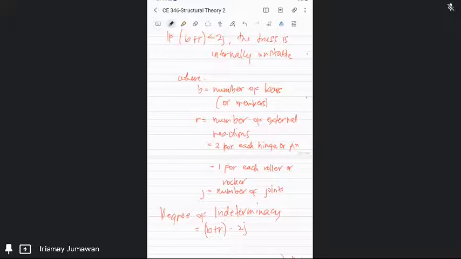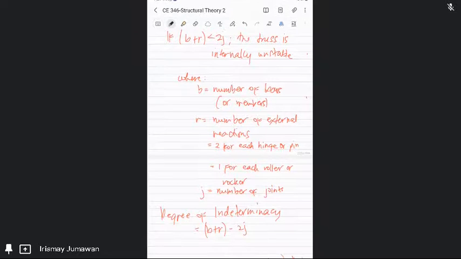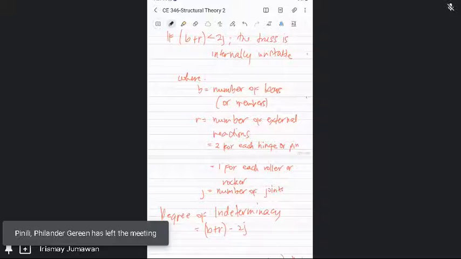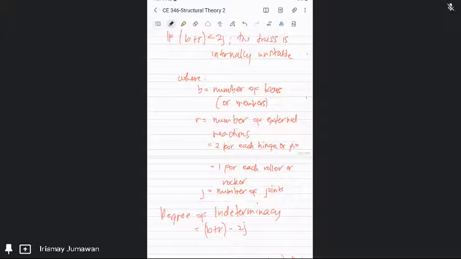So you have to choose, if it is indeterminate to the first degree, na kay usa nga excess. So maybe you can choose either a support or a member to remove to make the truss a determinate truss. Kung na kay duwa ka degree of indeterminacy, so maybe usa ka member ang imuhang kwaon, the other one usa ka support, to make it a determinate truss.